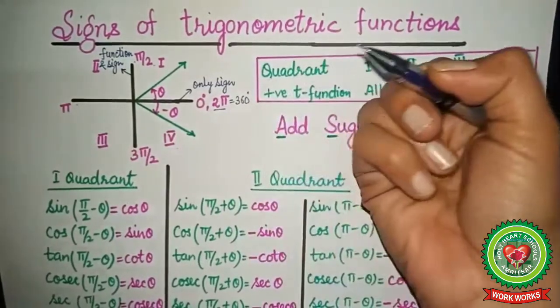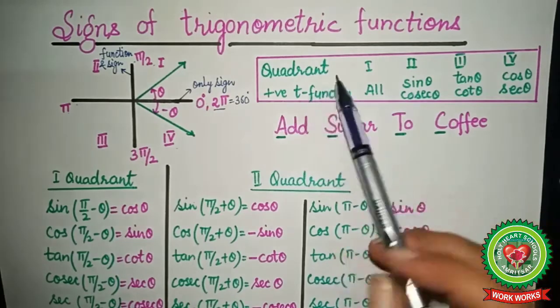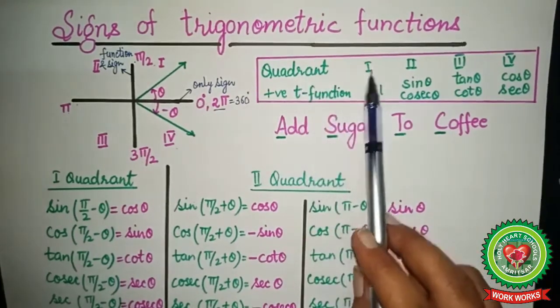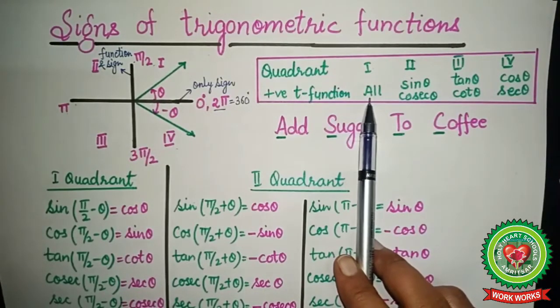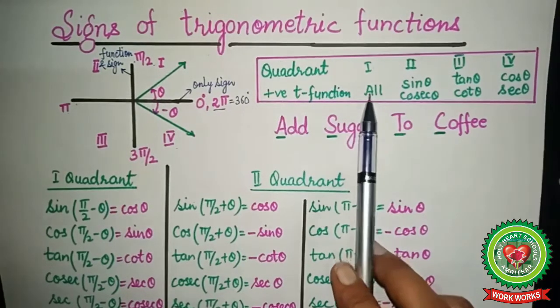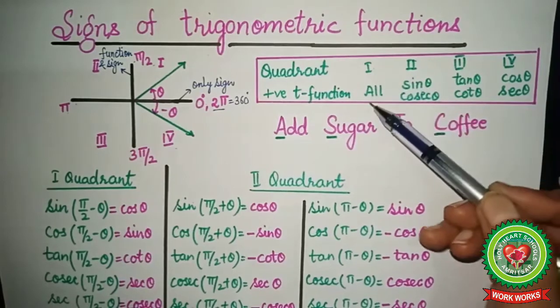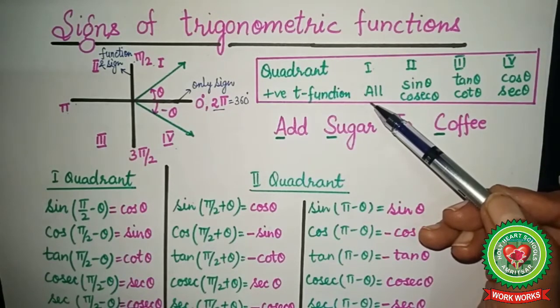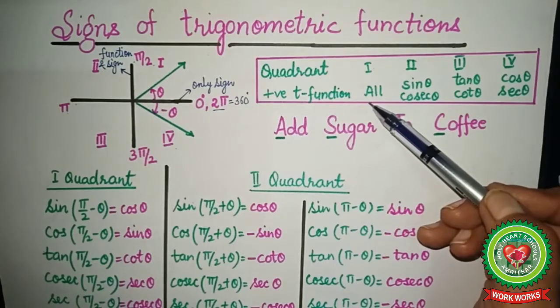Now, functions have signs in the quadrants. So, we have to remember quadrant first. In the first quadrant, all the trigonometric functions have positive sign. As you already know the values of sine 0, sine 30, sine 45, then sine 60 and sine 90, when you calculate these values, you will get all positive values. So in the first quadrant, all the trigonometric functions are positive. Similarly for cos, tan, secant, cosecant and cot.